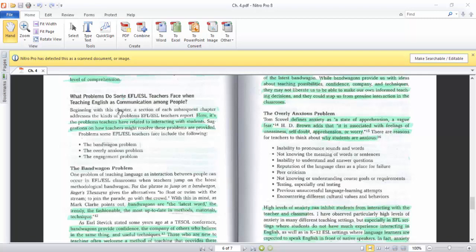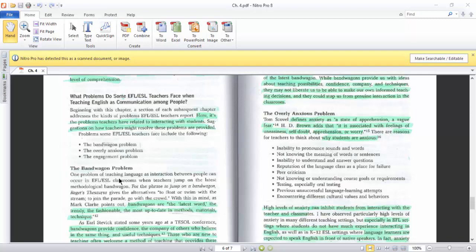So we have different problems that teachers face when teaching students in a communicative classroom. The first problems some EFL, ESL teachers face include the following: the bandwagon problem, the overt anxiety problem, and the engagement problem. The bandwagon problem.